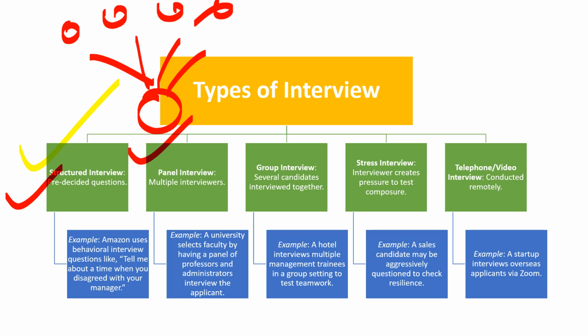Let's take the example of a university which selects a faculty by having a panel of professors and administrators. They conduct the interview. The third category is group interview. Several candidates are interviewed together. For example, a hotel interviews multiple management trainees in a group setting to test teamwork. The next one is a stress interview where the interviewer creates pressure to test the composure. Let's take the example of sales interview. A sales candidate may aggressively question to check the resilience.